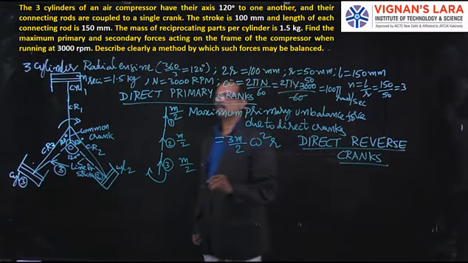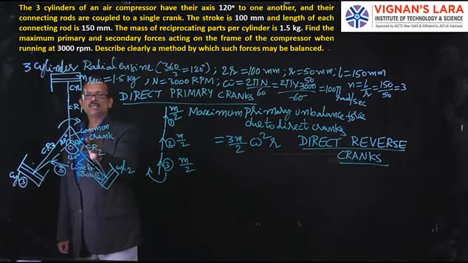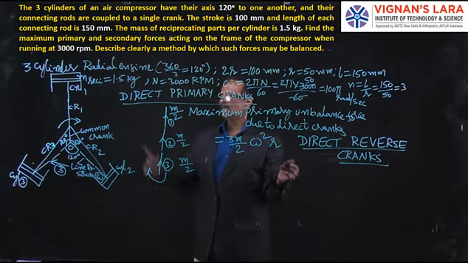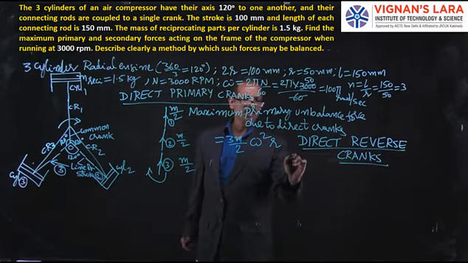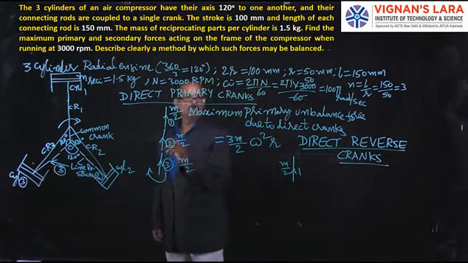Direct reverse crank. So let us take this is theta 0. Okay, 0 direct reverse crank. So you reverse it, 0 will become 0 only, there only. This is 1, m by 2. Direct reverse crank.